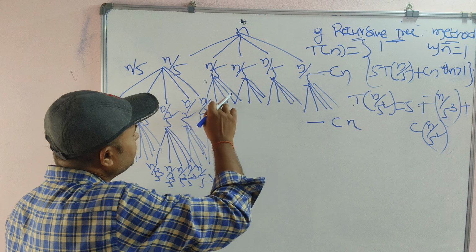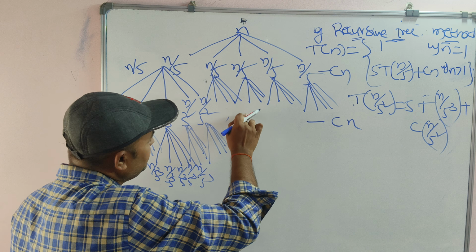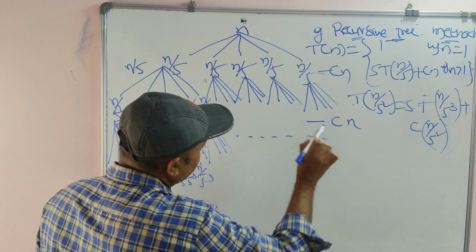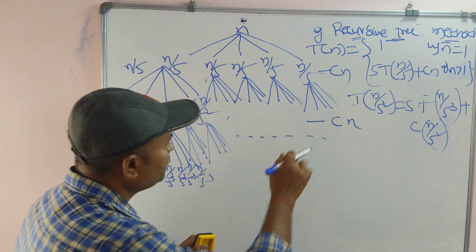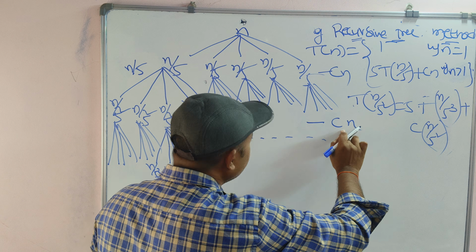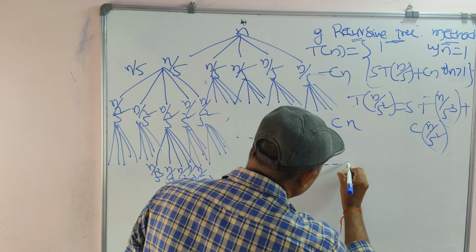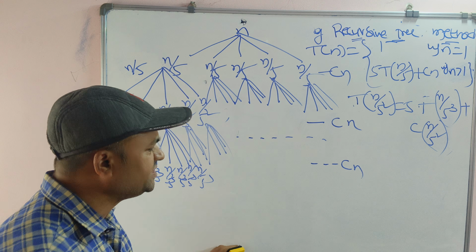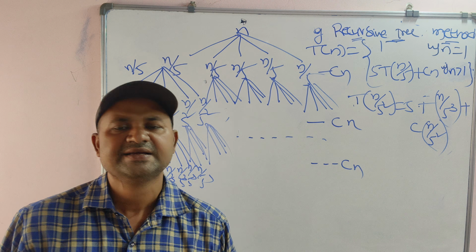So likewise, it will be divided into 5 parts. Likewise, the process will continue. So here, how many comparisons are required for merging? Cn. So here also the number of comparisons which are required for merging are Cn.